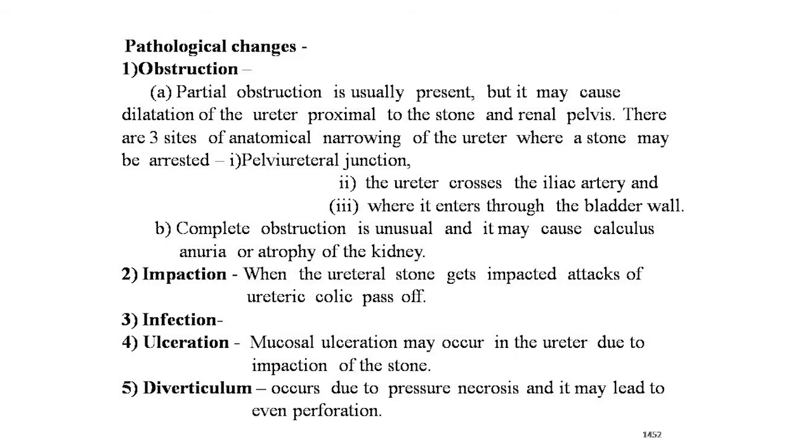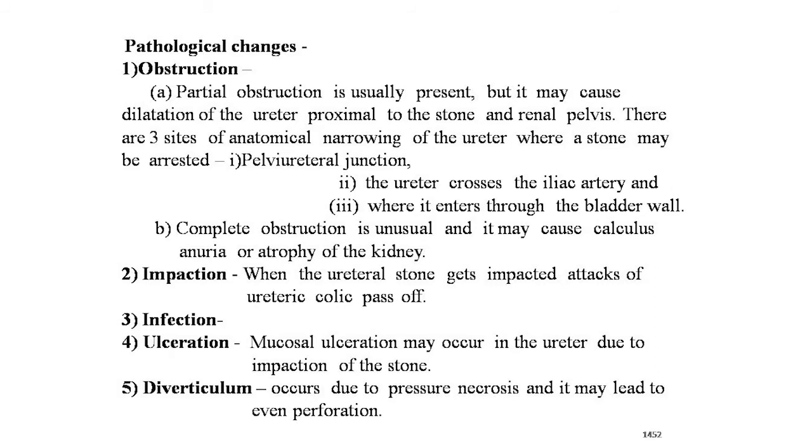There are three sites of anatomical narrowing of the ureter where a stone may be arrested. These are the pelvic-ureteral junction, second where the ureter crosses the iliac artery, and third where it enters through the bladder wall. Next is complete obstruction. Complete obstruction may cause calculous anuria or atrophy of the kidney.